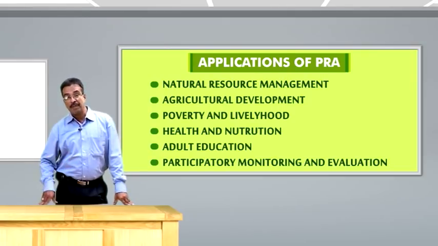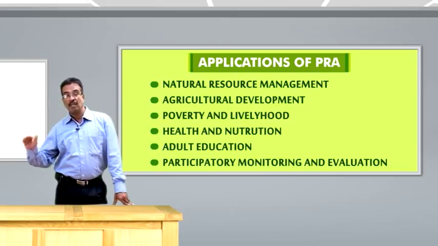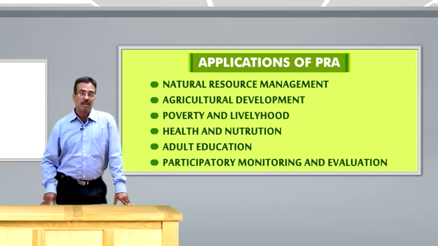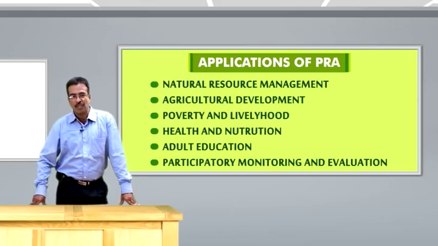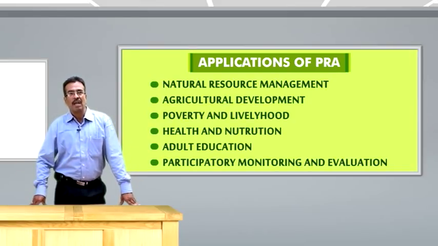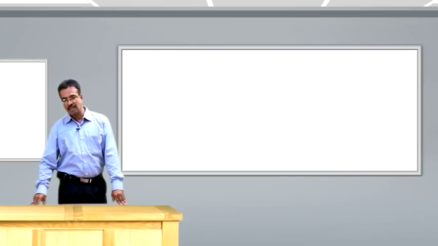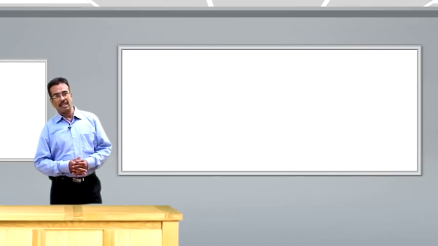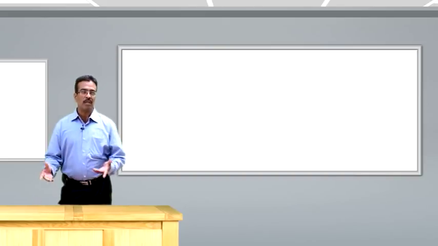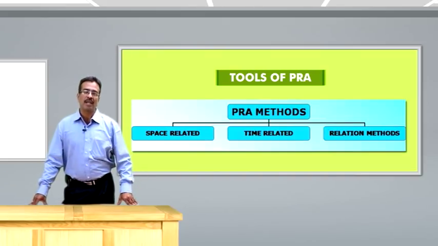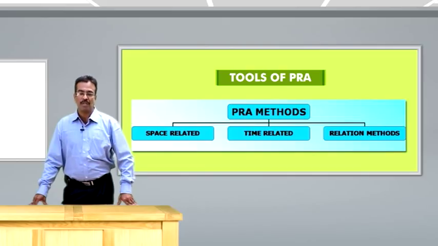And the application of PRA, I will come to the PRA tools later. When it comes to the application part, it has a wide range of applications, starting from natural resource management, agricultural development activity, poverty and livelihood activity, and even adult education, participatory monitoring, and so on. We can put together an array of areas in which we can use it.